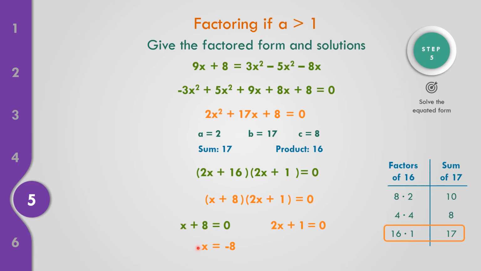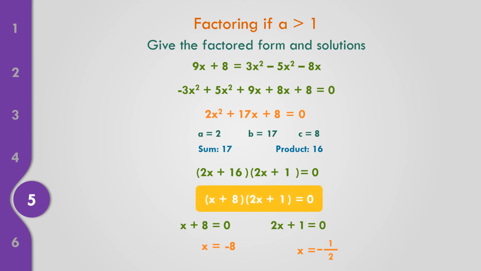Step 5, solve the equated form. So the first one, 8 going to the right side becomes negative 8. While here, positive 1 going to the right side is negative 1. And then divide both sides by 2. So x is equal to negative 1 over 2. So the factored form is x plus 8 times 2x plus 1, while the solutions are negative 8 and negative 1 half.